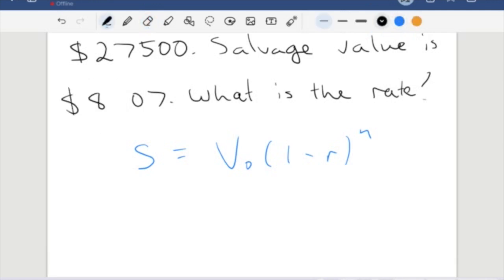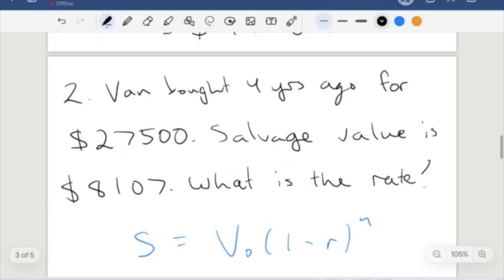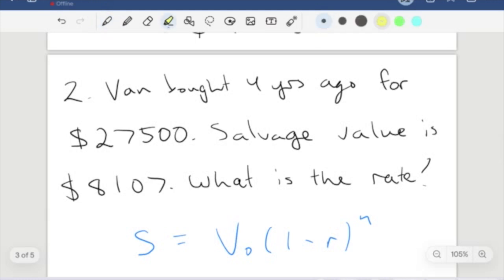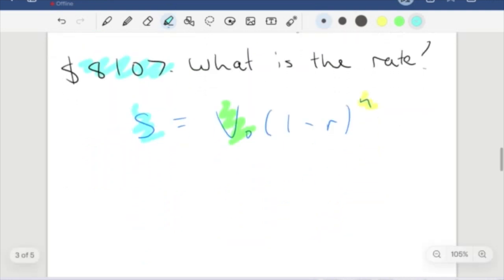We have 8,107. Okay, so we're told a van was bought 4 years ago. That's going to be our N. It was bought for 27,500. That's the initial price. And the salvage value is $8,107. That's this thing over here. Okay, so let's now write in all the relevant information. So I'm going to substitute in everything that I've been told.